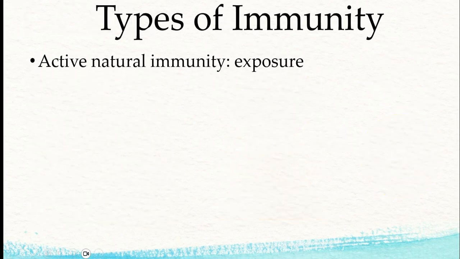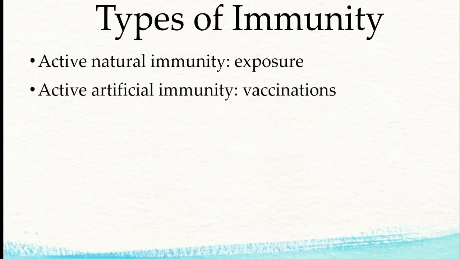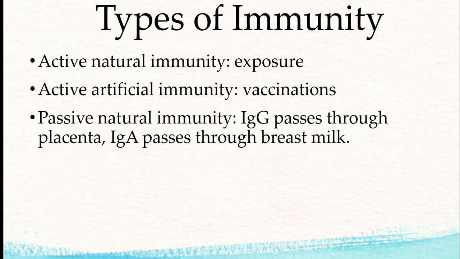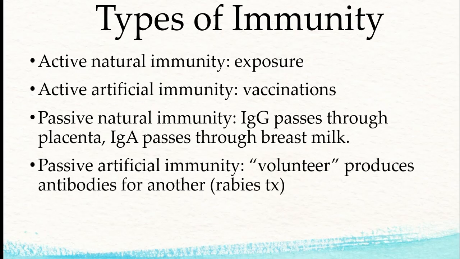All right, types of immunity. Active natural is exposure. I think we just said this. Yeah, this is actually restating what I did in a couple of slides ago. Active artificial is vaccinations. Passive natural immunity: when we have breast milk passing to the baby, we have IgGs in that. Immunoglobulin A. IgG through the placenta. Very helpful to the baby. Passive artificial immunity: a volunteer produces antibodies for another.